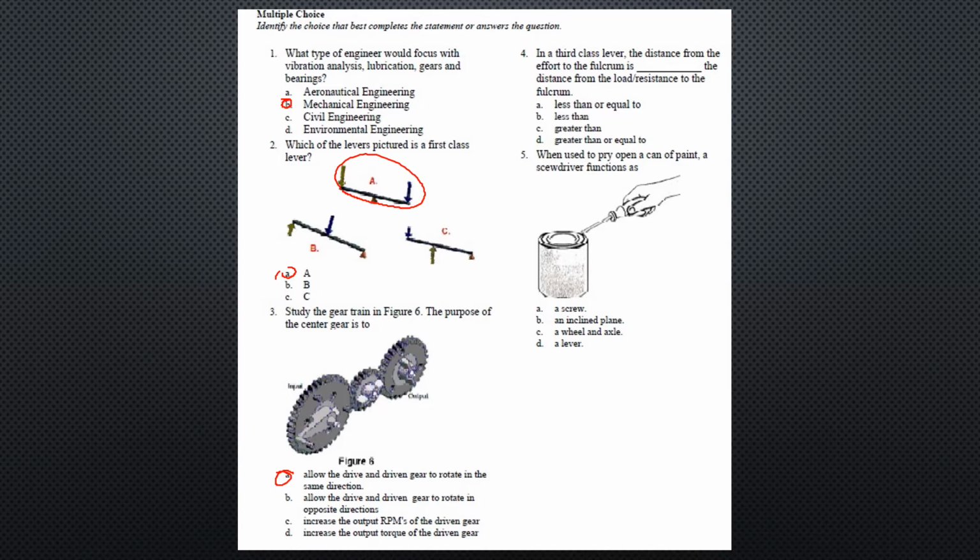Number 4, a third class lever. The distance from the effort to the fulcrum is going to be B, less than the distance from the load resistance to the fulcrum. Number 5, when used to pry open a can of paint, a screwdriver functions as a lever.